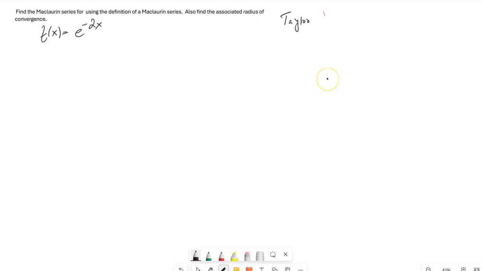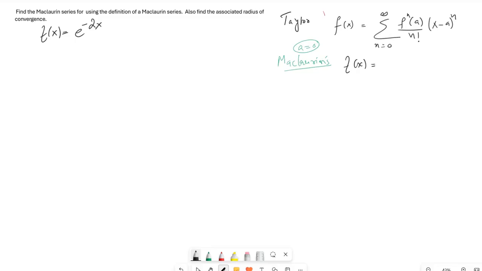The Taylor series for a function was written as sigma n from 0 to infinity, f^(n)(a) divided by n factorial, times (x minus a) to the power n. For the Maclaurin series, it only means that a is equal to 0. So we have f(x) equals the sum from n equals 0 to infinity of f^(n)(0) divided by n factorial times x to the power n, because a has become 0. This is the Maclaurin series formula.